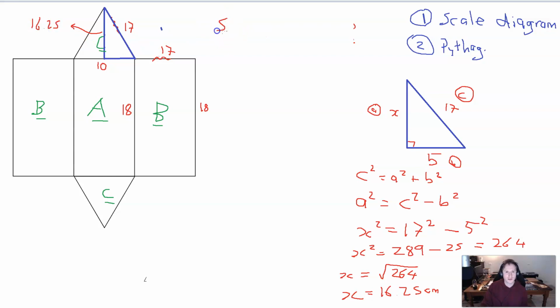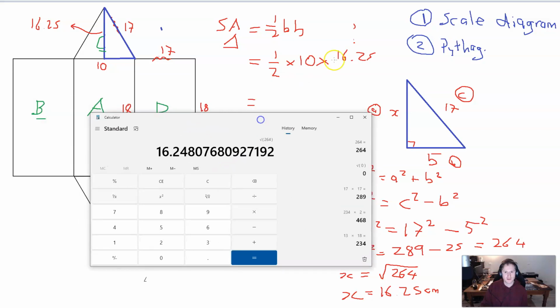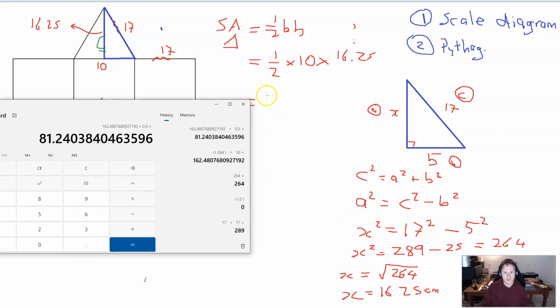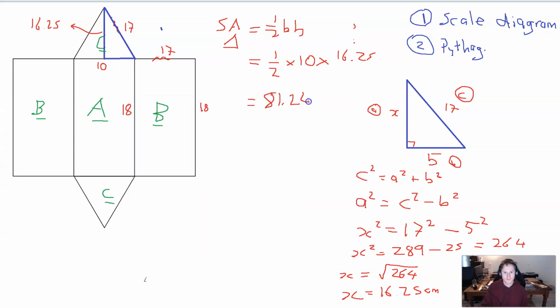So then when you're doing the surface area of your triangle, which is half base times height, it would be half times the base of 10 times the height of 16.25. So that changes it. Now, if you ever do that, I would keep the proper number in your calculator, this big decimal here, rather than rounding it off. So then times 10 times by 0.5, and that gives you 81.24 centimeters squared.